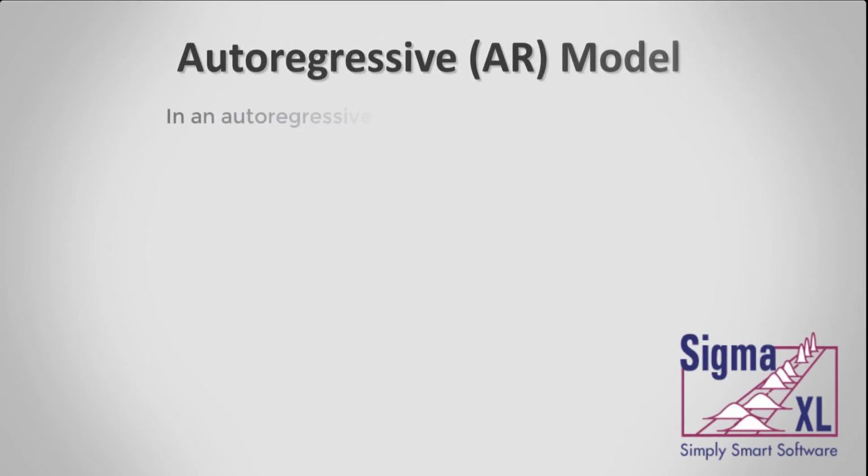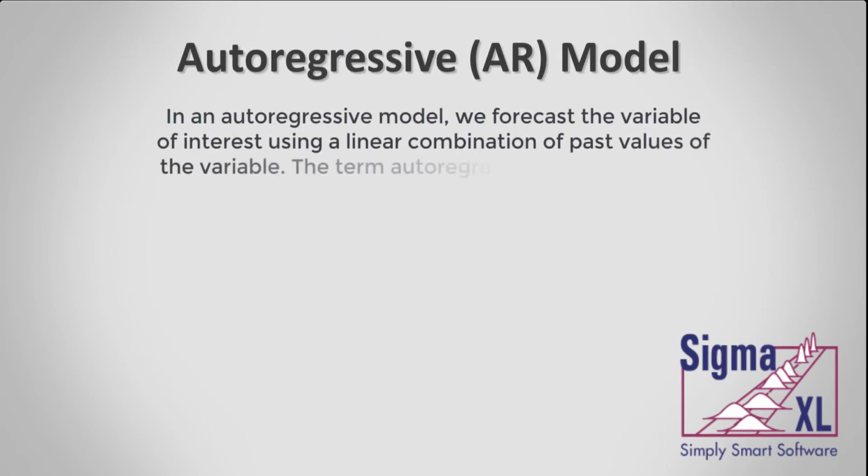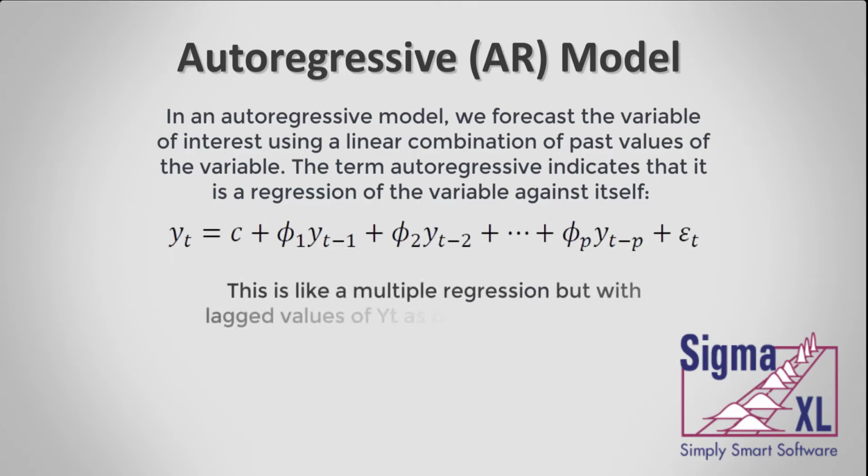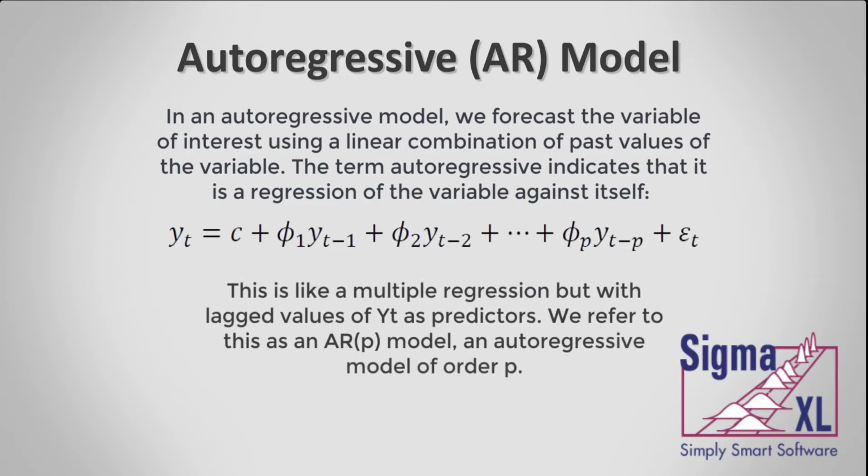In an autoregressive model, we forecast the variable of interest using a linear combination of past values of the variable. The term autoregressive indicates that it is a regression of the variable against itself. This is like a multiple regression, but with lagged values of yt as predictors. We refer to this as an autoregressive model of order p.